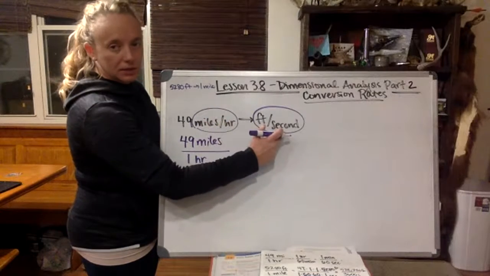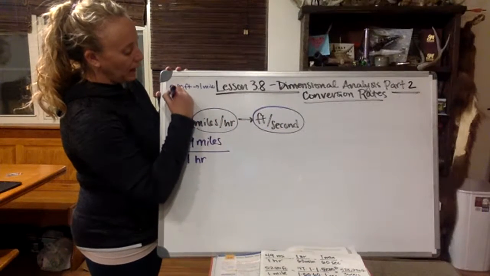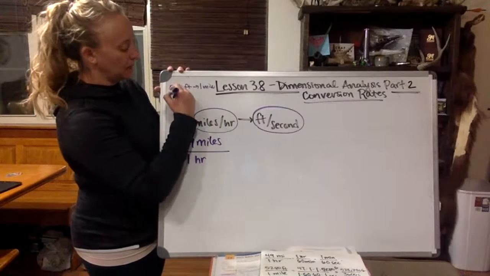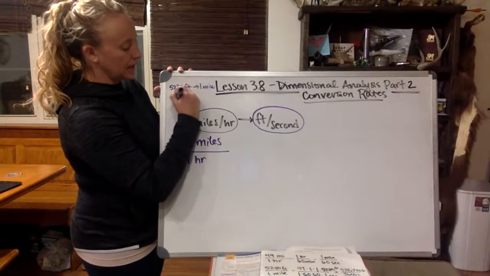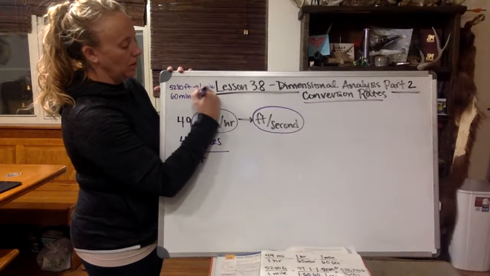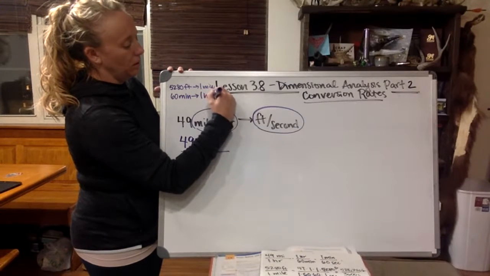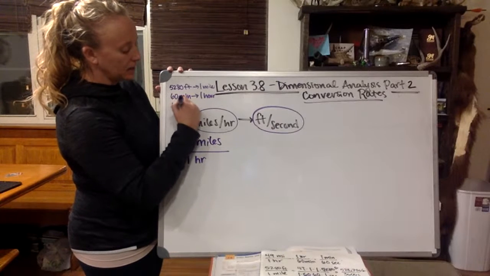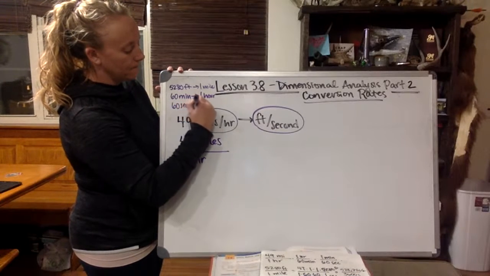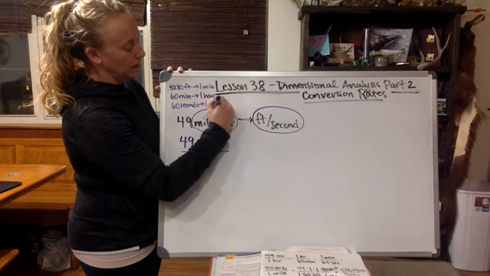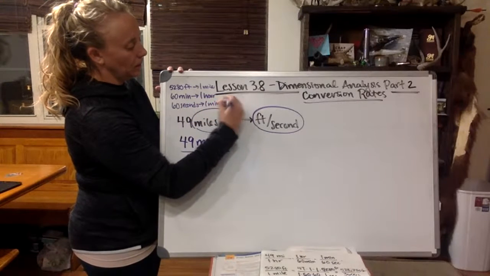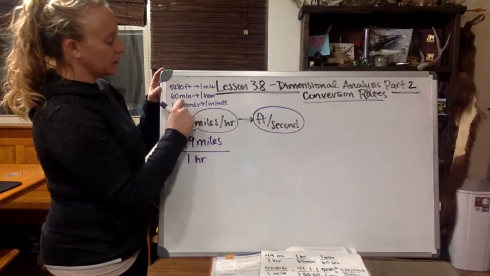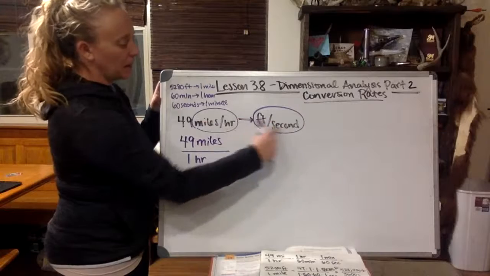Now I have to think hours to seconds. Let's do a baby step, like hours to minutes. How many minutes are in an hour? There's 60 minutes in an hour. Those are equal to each other. And then I know there are 60 seconds in 1 minute. So hours to minutes, minutes to seconds will get me there.